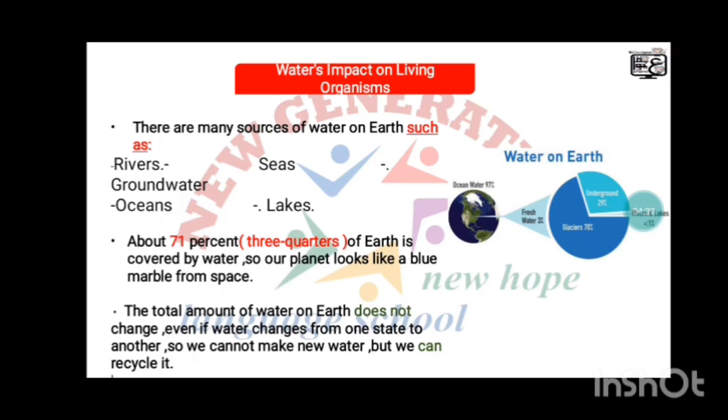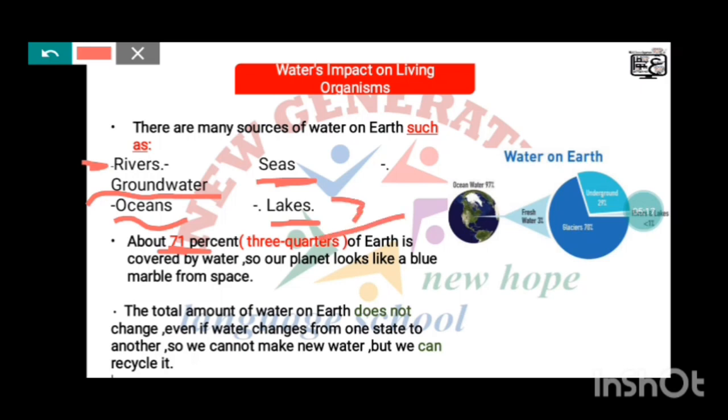There are many sources of water on Earth, such as rivers, seas, lakes, groundwater, and oceans. Number one, rivers. Number two, seas. Number three, groundwater. Number four, lakes. And number five, oceans. About 71% or 3/4 of Earth is covered by water.